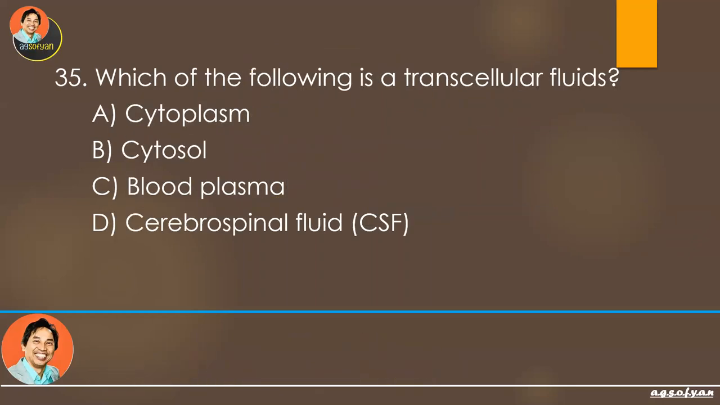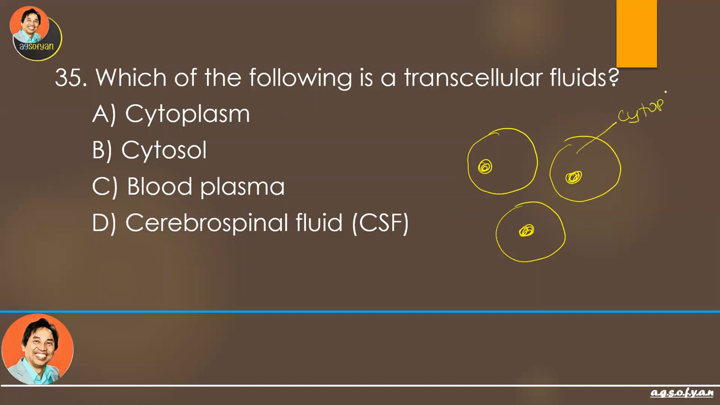Which of the following is a transcellular fluid? Cytoplasm, cytosol, blood plasma, or cerebrospinal fluid? Okay, look at this picture. We have a cell, another cell over here, and another cell over here. Inside the cell is called cytoplasm, and the cytoplasm mainly consists of water. This water is called the cytosol, or sometimes the ICF, intracellular fluid, the fluid located inside the cell.